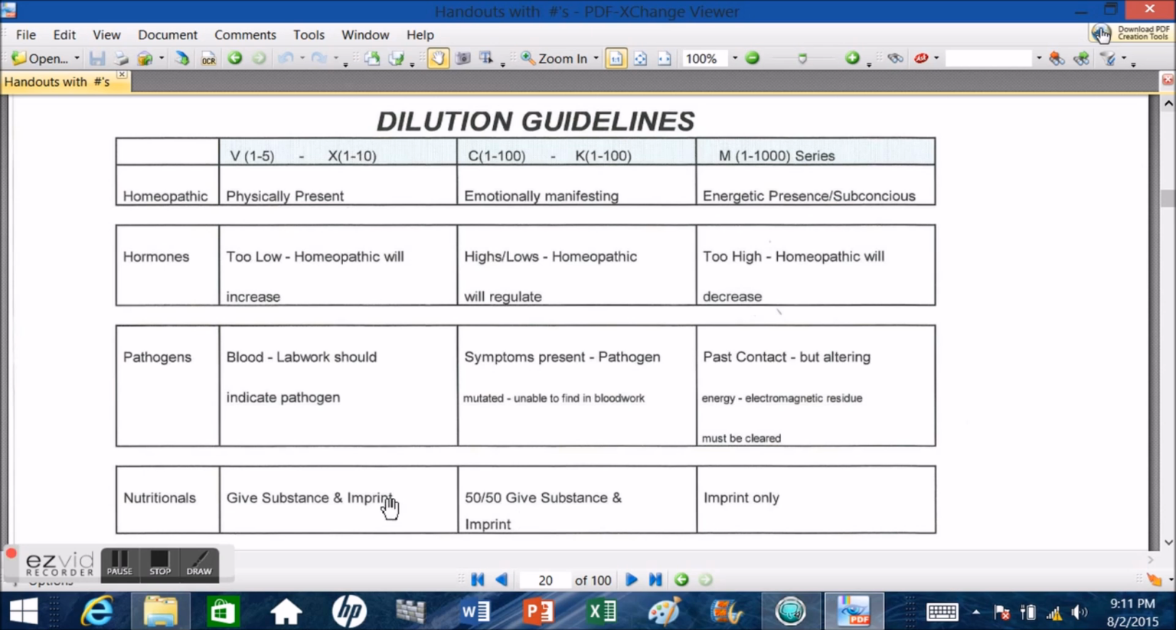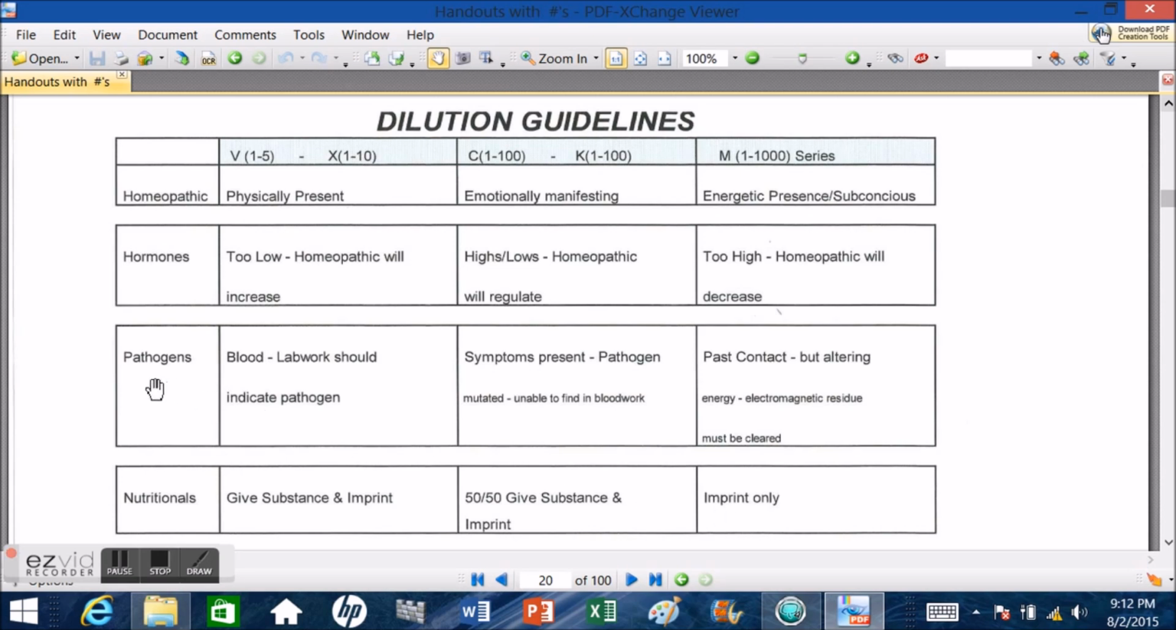Here you have to use your judgment. If they've got a lot of V's and X's, you don't want to overwhelm them, so you may not want to give them the C's and K's. If they don't have that many, you may want to question them and say, if it was showing maybe a relieve joint pain at a C, a 10C or something like that, you may ask them if they're having any joint problems, and if they are, then you may want to give that to them to help with their symptoms. Now, if it shows up in the M series, then it's an imprint only.